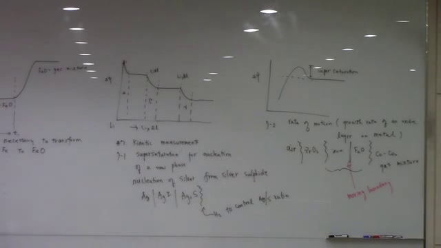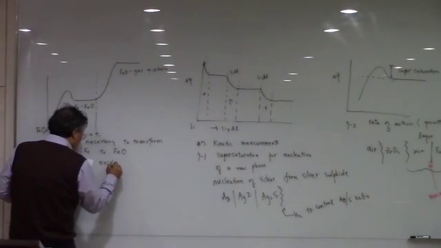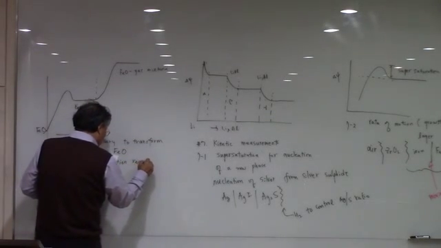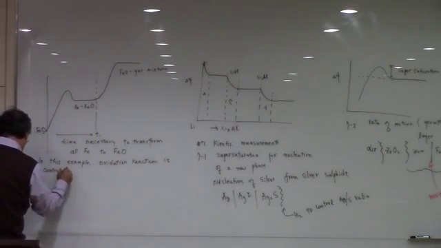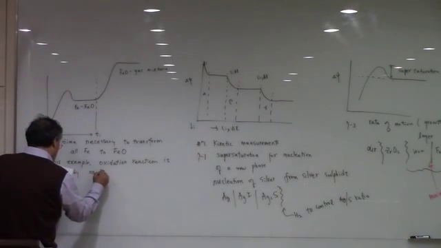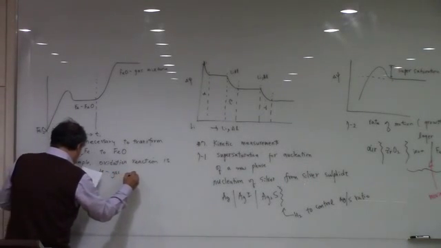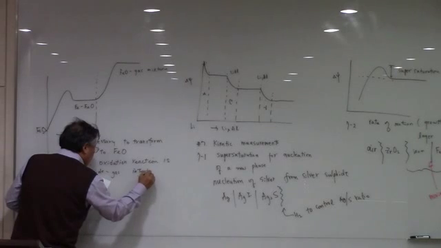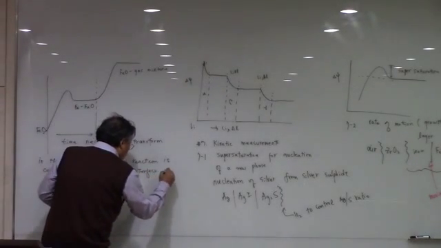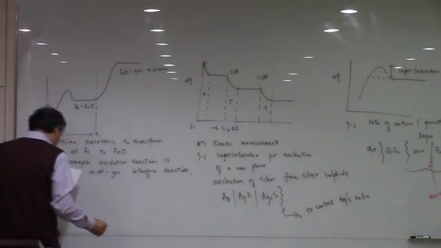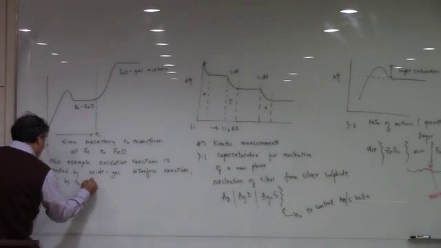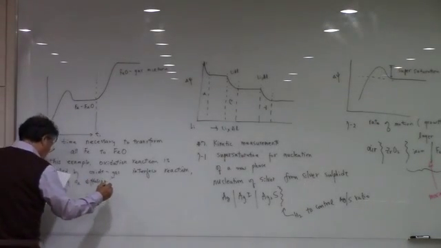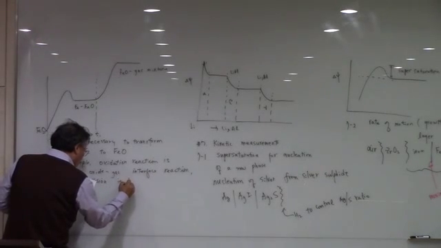So in this example, the oxidation rate is controlled by the oxide gas interface reaction, and not by diffusion in FeO.